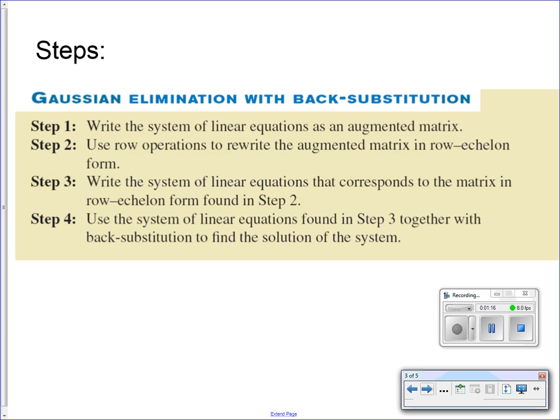So the steps are: in step 1, first you're going to write an augmented matrix. We've been practicing that with our word problems. Step 2 is you're going to get your matrix into row echelon form, and I'm going to show you how to do that on the next page.